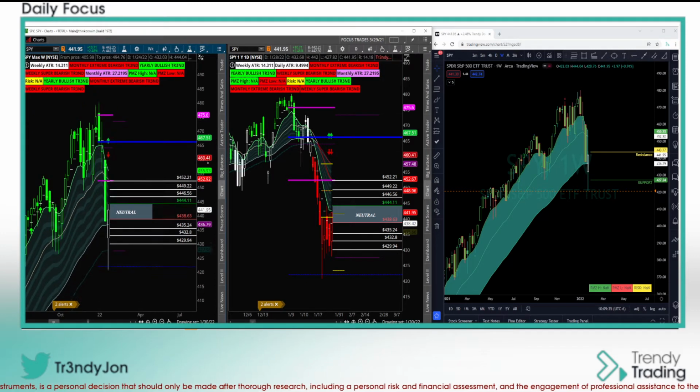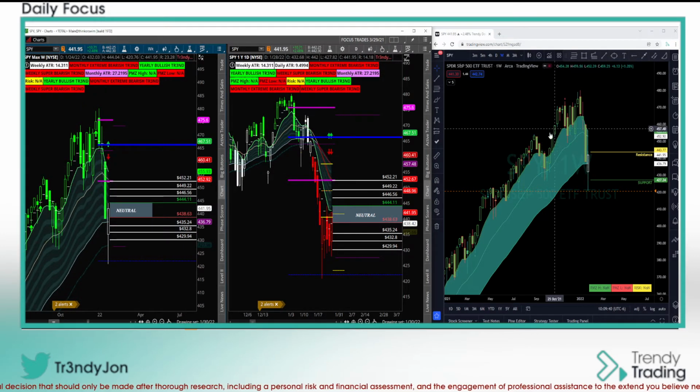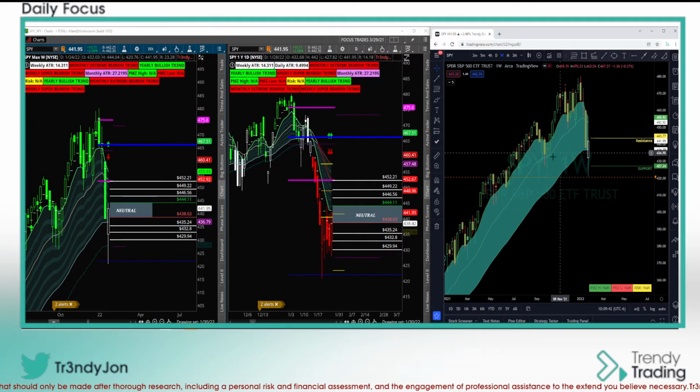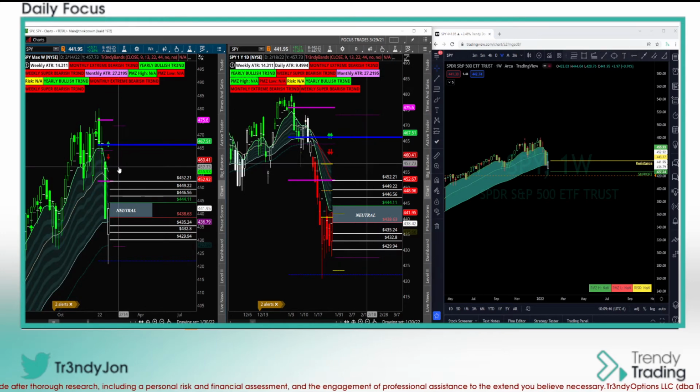Notice here on the left-hand side, we have the weekly. In the middle, we have the daily. And over here on the TradingView, I got this nice clean setup so you can kind of see what's going on big picture. Okay? All right, so let's start over here on the left-hand side. Let's talk about the overall trend.